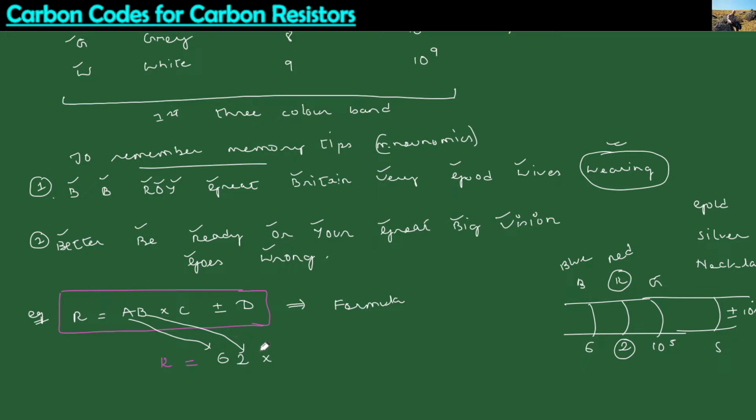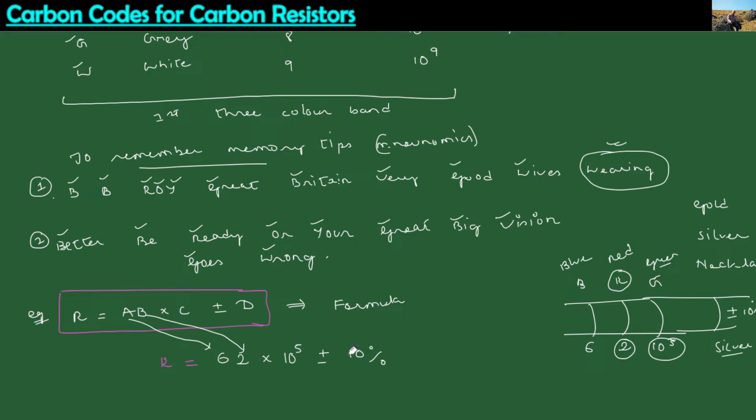Into, this is your multiplier, the digit multiplier. This is your green. Green, so the multiplier is how much? 10 to the power 5. So I will multiply here 10 to the power 5. Plus minus, the last color band is silver. It indicates tolerance. So tolerance is plus minus 10%.